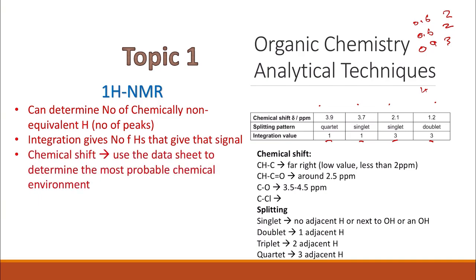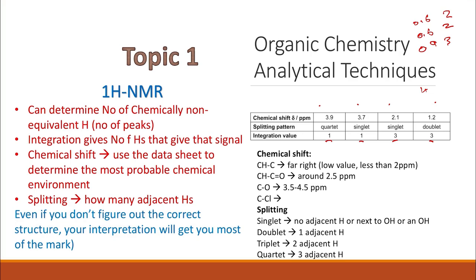The chemical shift, you can use the data from the data sheet to determine the most probable chemical environment, and then splitting will tell you how many protons are on the adjacent carbons. Remember that OH doesn't split the protons on the carbon, and also the protons on the carbon do not split the OH, so OH will always be a singlet.